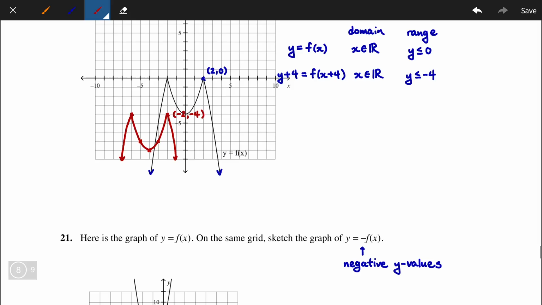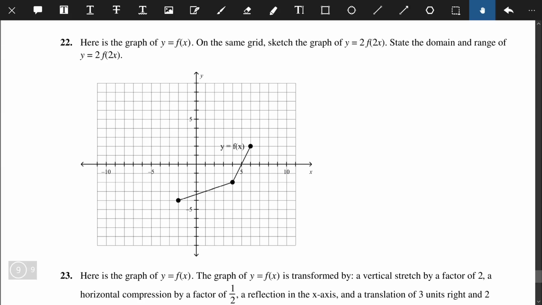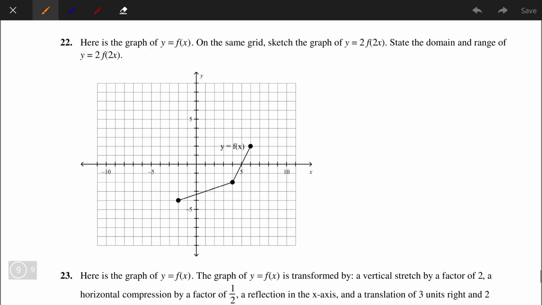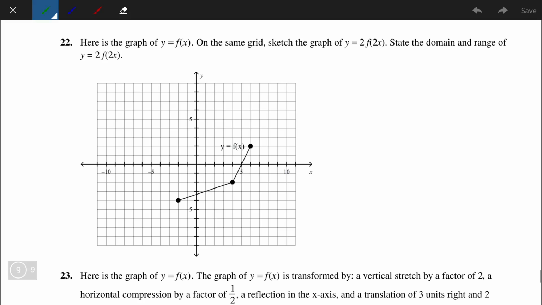Let's move on to number 22. Here's the graph of y equals f of x. On the same grid, sketch a graph of y equals 2f of 2x, state the domain and range of the image only. All right. So let's look at some points on the original graph. So here we have, for example, the point -2, -4. We also have the point 4, -2. And finally, the point 6, 2.